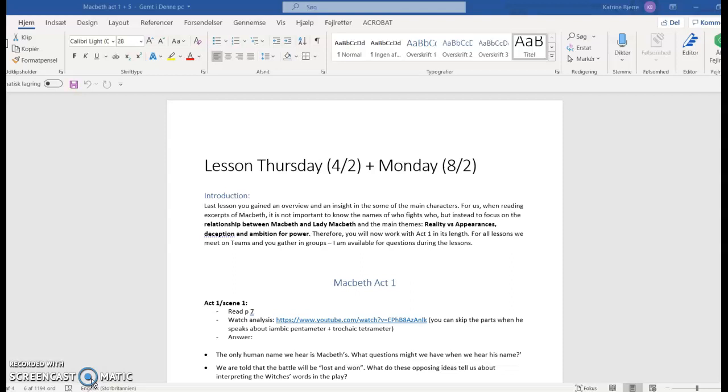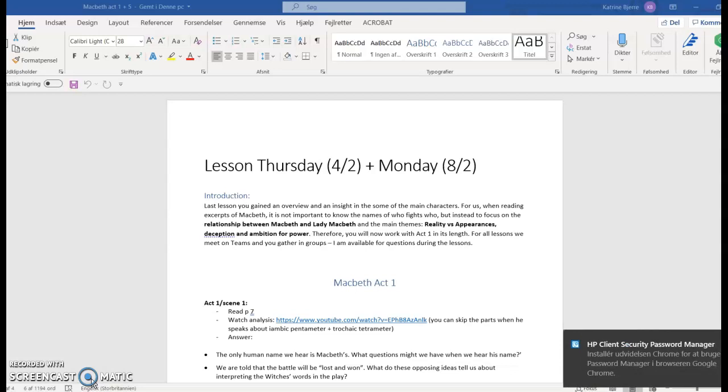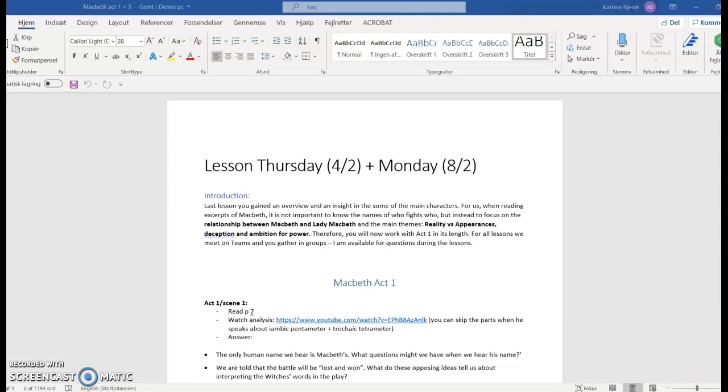Last time you gained an overview of Macbeth, and you also had a look at Act 1, Scene 5. But now I want you to read or work with Act 1 in its totality. We're going to focus on the relationship between Macbeth and Lady Macbeth, and also on the main themes: reality versus appearances, deception, and ambition for power. So you don't have to focus that much on the other characters. That's not our main concern. So Thursday and Monday, you're working with Act 1.